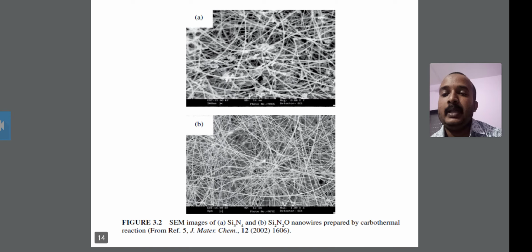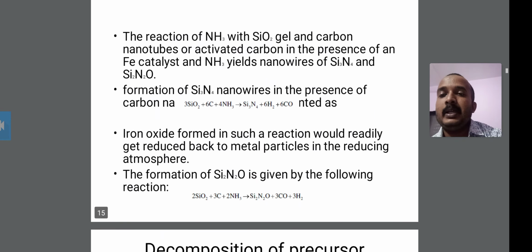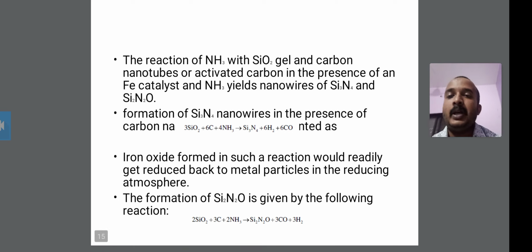These are images of the Si3N4 and Si2N2O nanowires prepared by the carbothermal reaction. Then, the reaction of ammonia and silicon dioxide gel with carbon nanotubes or activated carbon in the presence of an Fe catalyst and NH3 yields nanowires of Si3N4 and Si2N2O.